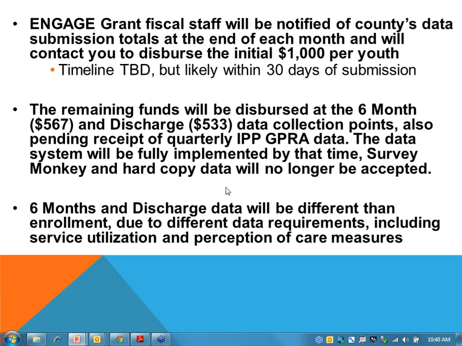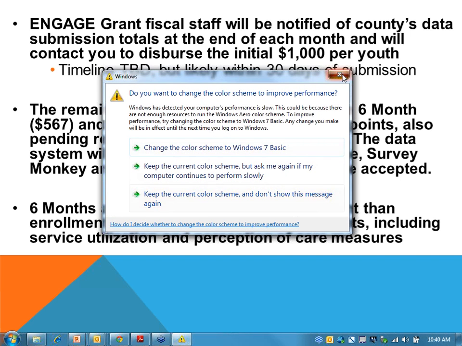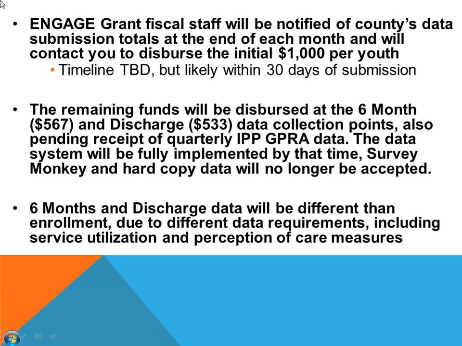And that's really the thinking behind that, is to make it easier on all of us rather than doing paper and pencil or getting online and doing a SurveyMonkey with the kid. Using your data system should be easier for everyone. The 6-month and discharge data will be a little different than the enrollment due to different data requirements. You're going to need to input service utilization data, and there's also a whole other section on perception of care.